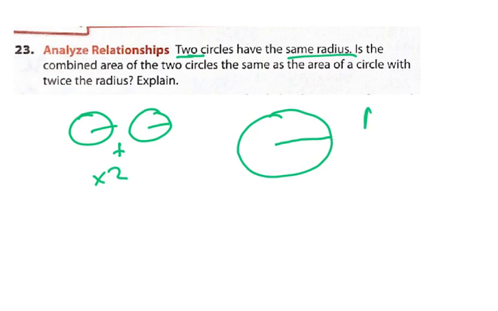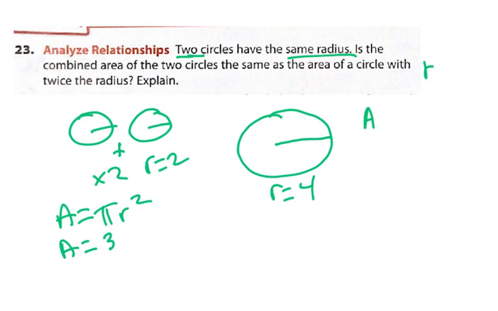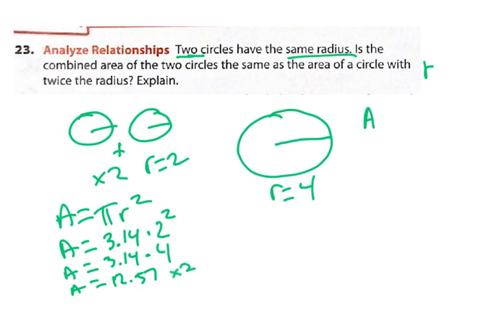So say the radius of these circles is equal to 2, okay? And let's say the radius of this circle is equal to 4. So this one's twice that one, right? 4 is twice 2. So let's go here. Area is equal to pi r squared. So that means area is equal to 3.14 times 2 squared. Area is equal to 3.14 times 4. So area is equal to 12 and 57 hundredths. So that's one circle. So I'd have to multiply that by 2 to get the combined area. So that's going to end up being 25 and 14 hundredths for the combined area.